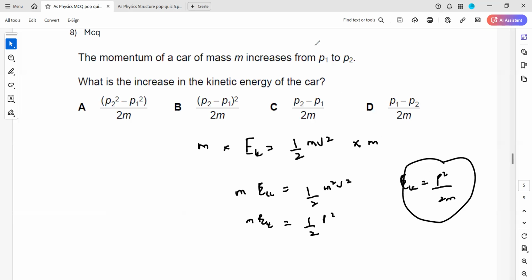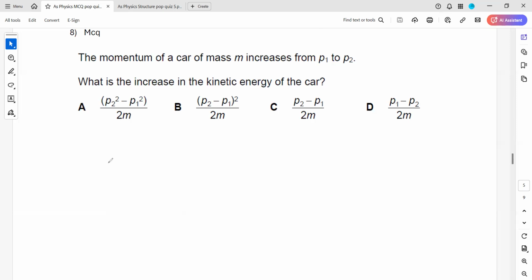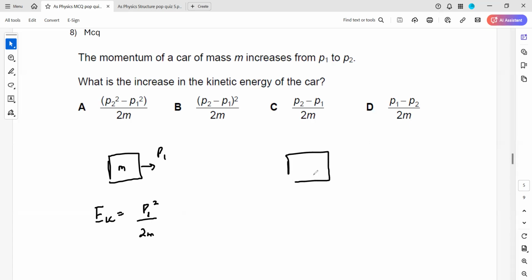So that's a formula. Now, this object which had a mass m and a momentum p1, what is the kinetic energy here? The Ek is p1 square divided by 2m. Then it changes the momentum. The new momentum is p2 and the mass remains m. So the kinetic energy now will be p2 square divided by 2m. The question is, what is the increase in the kinetic energy? How much has the kinetic energy increased?